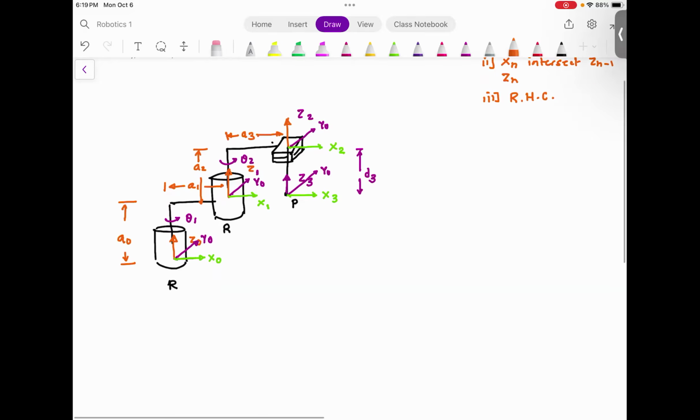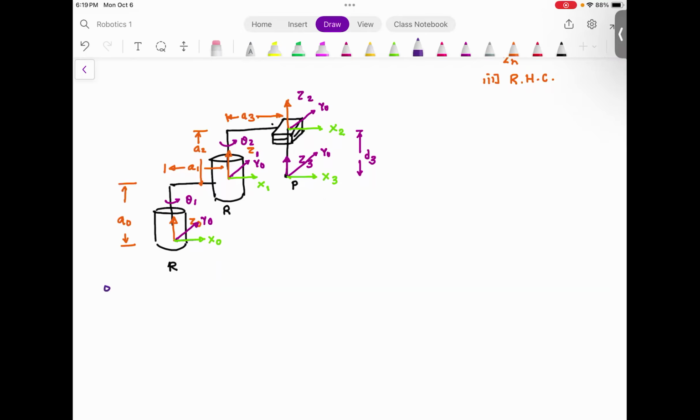So first revolute joint, rotation matrix, 0R1. What is it?